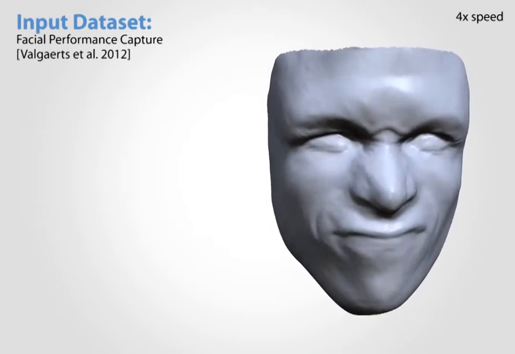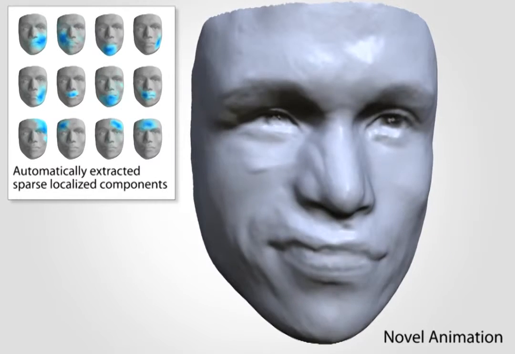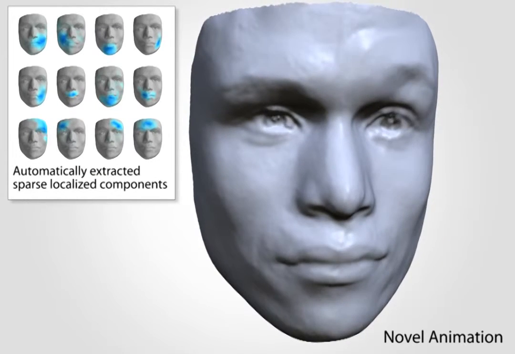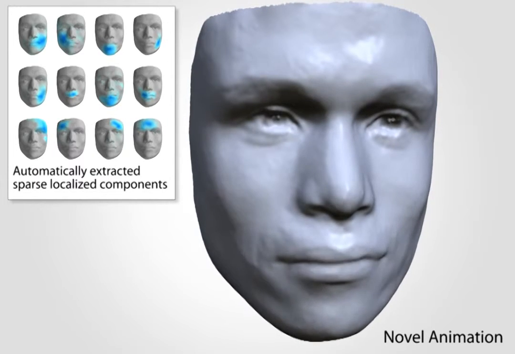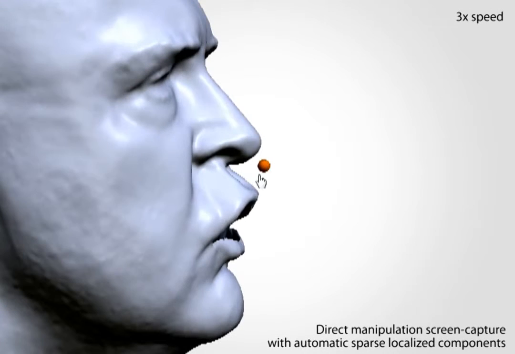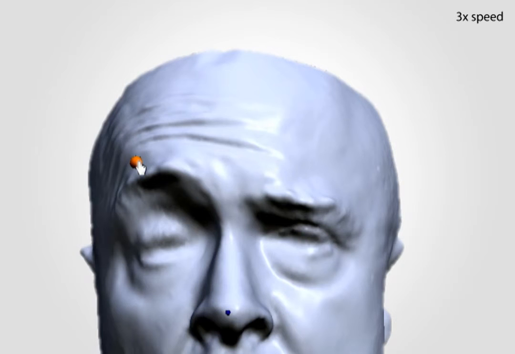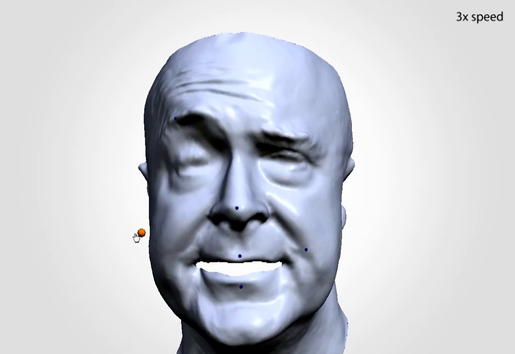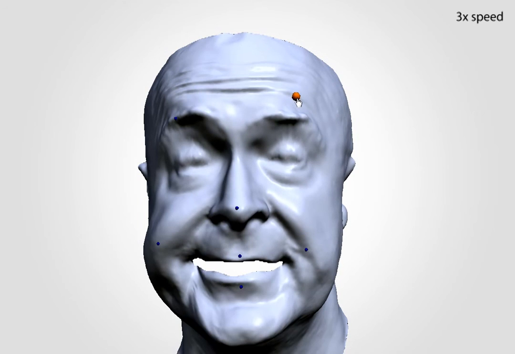We process another captured facial motion sequence. This animation is generated using our learned space of deformations. The shown articulations correspond to activating a single component at a time. Sparse localized deformation components are very suitable for direct manipulation. Here, we show a few example sessions. Thank you for your attention.